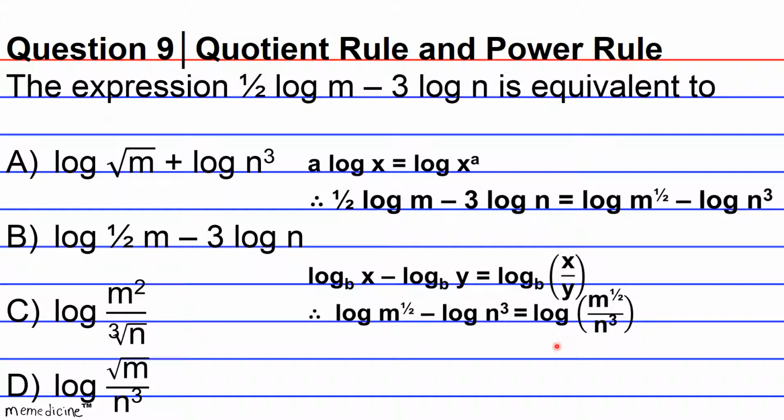Also note that any base a raised to the 1 over n power is equivalent to the nth root of a, and we can definitely apply that here. Therefore, the log of m to the 1/2 divided by n to the third is equivalent to the log of the square root of m, or the second root of m, divided by n to the third. Therefore, the correct answer choice is going to be answer choice D, the log of the square root of m divided by n to the third.